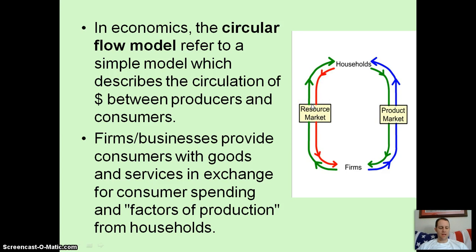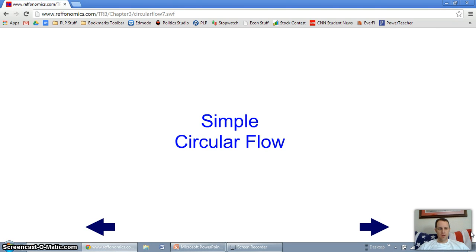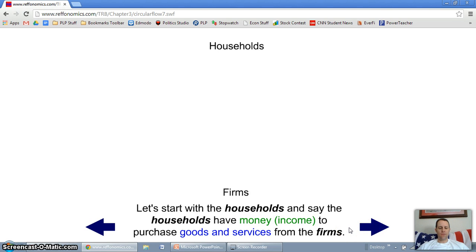So we'll get into a little more detail on this using a website that I have used previously. So, simple circular flow. You guys are going to want to make this chart in your notes or fill it in, depending on if you have the packet that I gave you or not. So at the very top of the circular flow model, we find the households, and down at the bottom we have the firms.